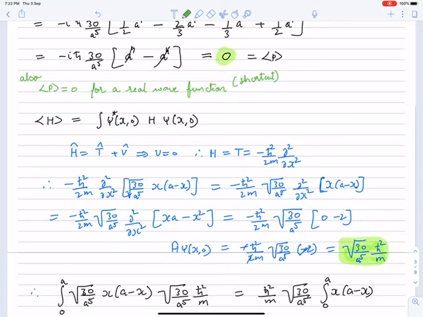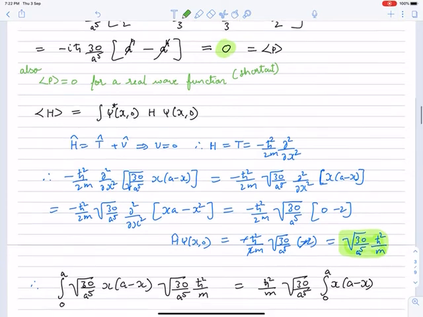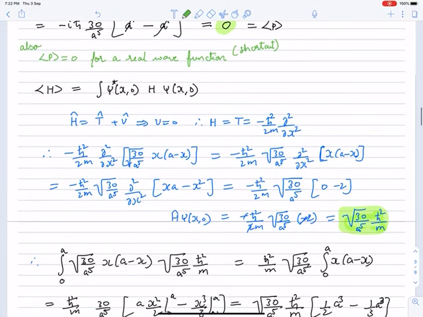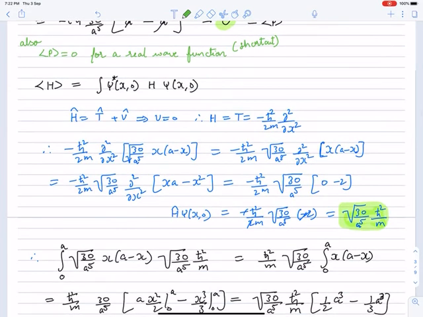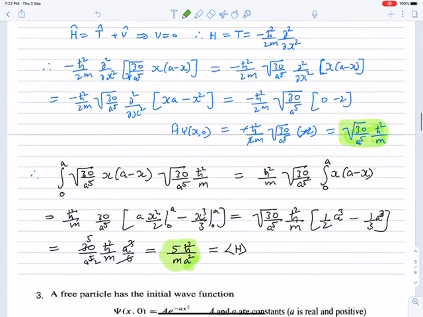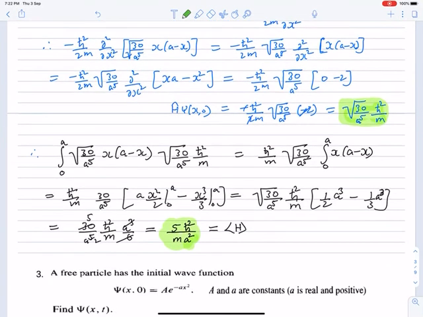So when you do the partial double differentiation of this, you will get under root 30 a5 s square upon m. Remember, V is equal to 0 because there is no potential inside the box. So V is automatically equal to 0, and the whole Hamiltonian, or the whole energy, is equal to your kinetic energy, and it is easy to calculate.